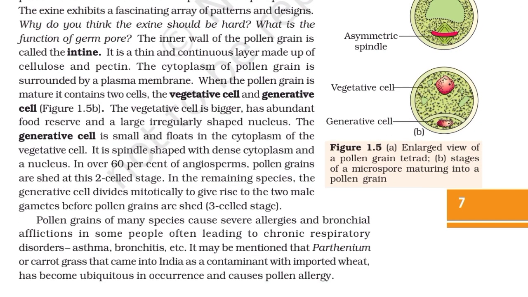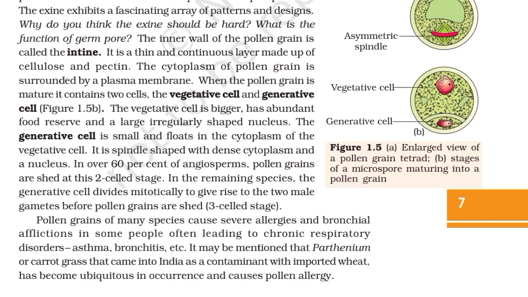The inner wall of the pollen grain is called the intine. It is a thin and continuous layer made up of cellulose and pectin. The cytoplasm of pollen grain is surrounded by a plasma membrane. When the pollen grain is mature, it contains 2 cells, the vegetative cell and the generative cell, figure 1.5b. The vegetative cell is bigger, has abundant food reserve and a large, irregularly shaped nucleus. The generative cell is small and floats in the cytoplasm of the vegetative cell. It is spindle-shaped with dense cytoplasm and a nucleus.